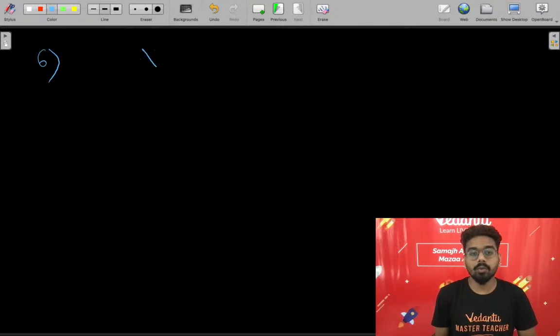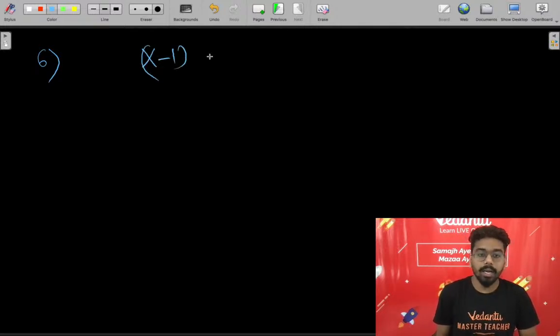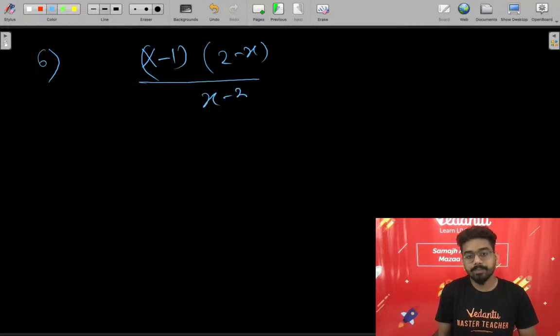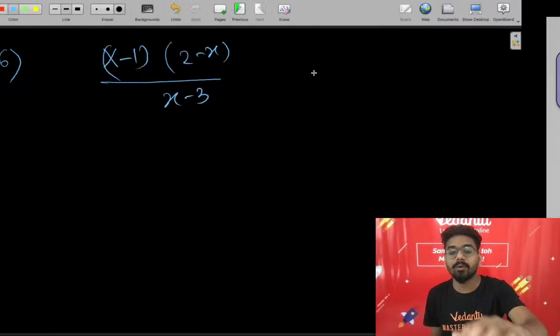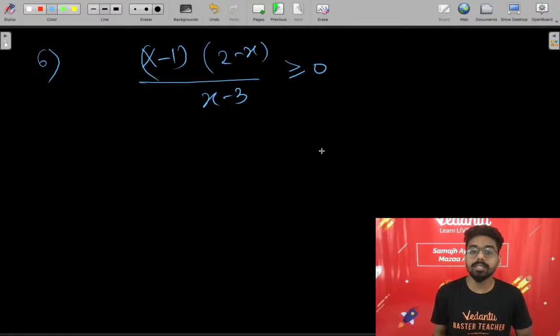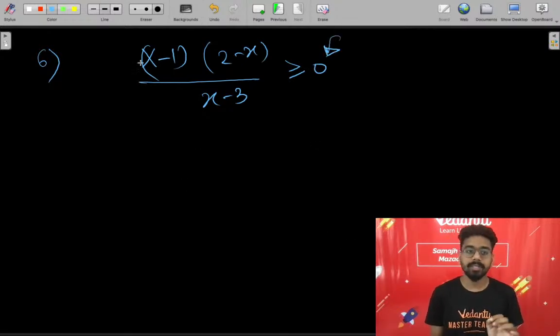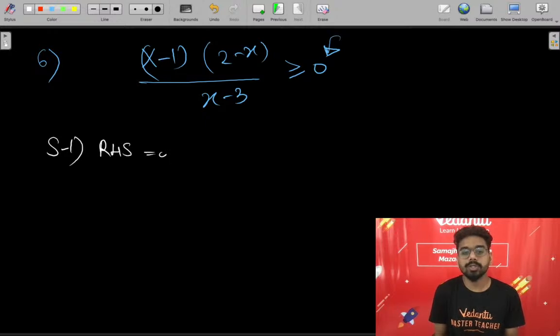ठीक है, क्वेश्चन वाज (x-1)(2-x) upon x-3 is greater than equals to 3. ये क्वेश्चन था. स्टेप नंबर 1 क्या है? राइट हैंड साइड. बताइए, आराम से सोचिए. पहला स्टेप क्या था बेटा? पहला स्टेप था राइट हैंड साइड शुड बी इक्वल्स टू 0. यस, ओके.